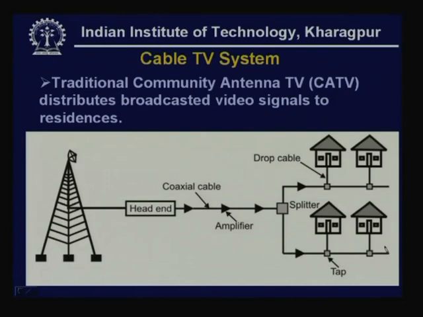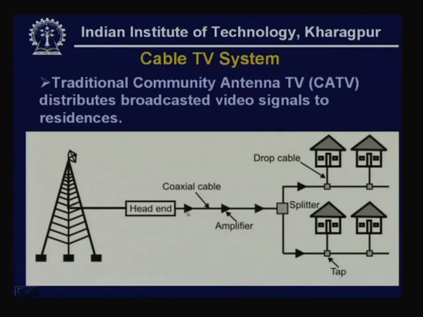So, here is the traditional community antenna TV network, commonly known as CATV network. And here, as you can see, the basic purpose is to distribute the broadcast video signals to residences. That means the TV signals which are received through an antenna. Here is an antenna, which is usually installed on the top of a roof, that receives the TV signal sent through satellite, and then a device is used which is known as head end, and head end is responsible for distributing the signal on a cable network.